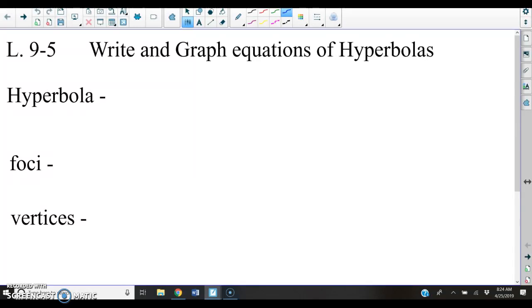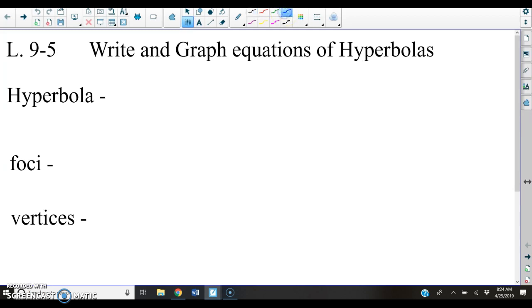Lesson 9.5 is looking at hyperbolas, one of our many conic sections. This is our last one, okay? Where an ellipse, I'll get there.